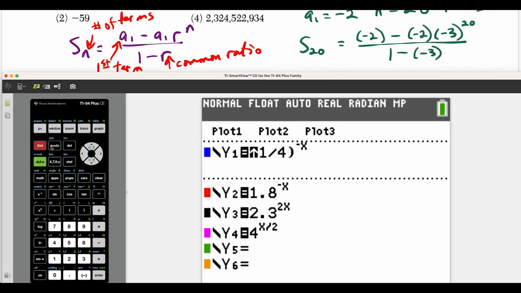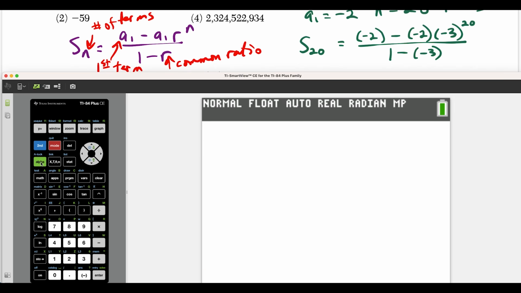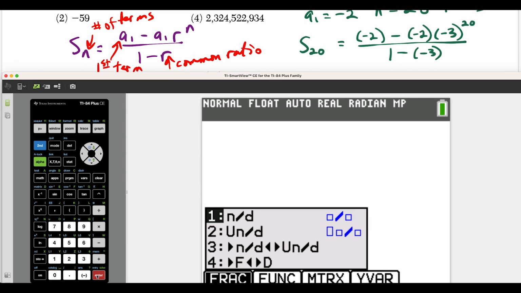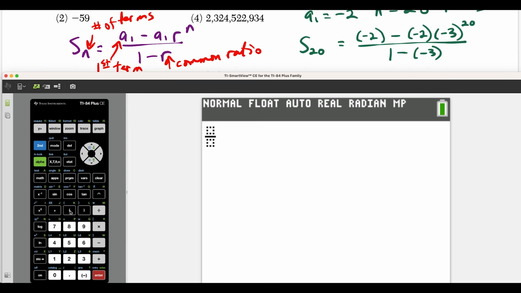So we'll go back to the main screen here. And when you're typing in a fraction, my advice is to press alpha y equals enter, and it pulls up a blank fraction. So I'm going to write this with parentheses. We have negative 2, and then I'm going to write minus. I'm going to actually use the subtraction sign here for this, not the negative sign.